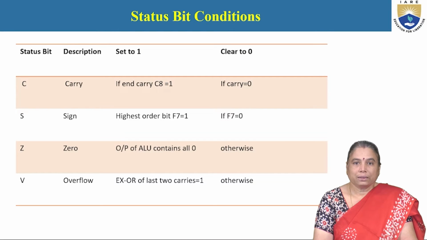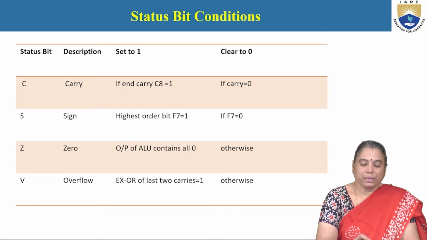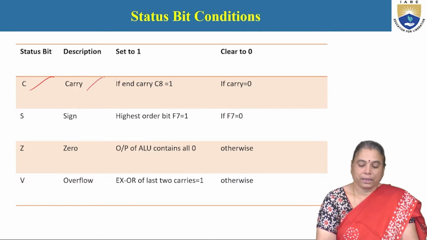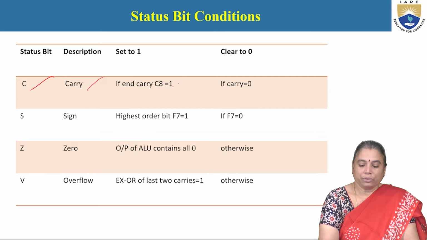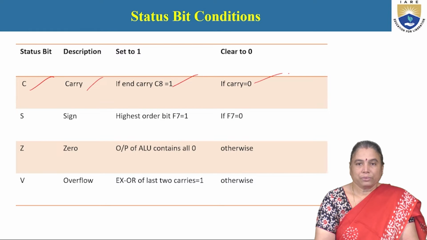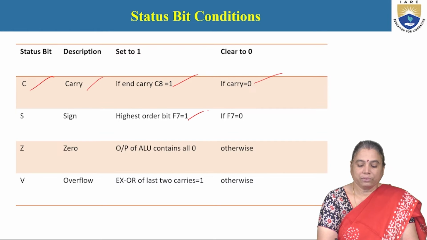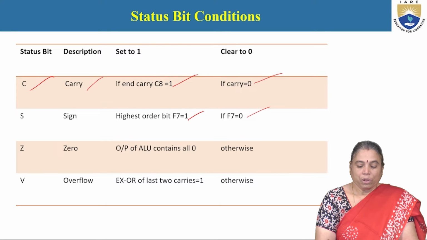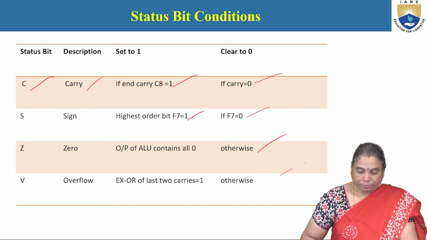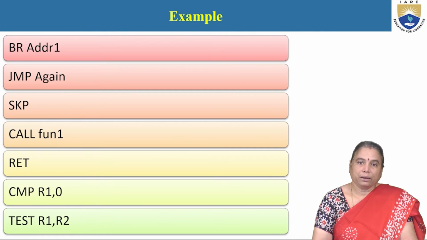So what are the status bit conditions? C is the first status flag, that is the carry. If the end carry C8 is equal to 1, then the carry bit is set to 1, otherwise 0. S is the sign bit, the highest order bit F7. If F7 is equal to 1, then S is 1, otherwise F7 is equal to 0. Z is the zero flag: if the output of the ALU contains all zeros, it is 1, otherwise it is 0. Then the V bit is overflow, the XOR of the last two carries. If it is 1, otherwise it is set to 0. So these are the status bit conditions.